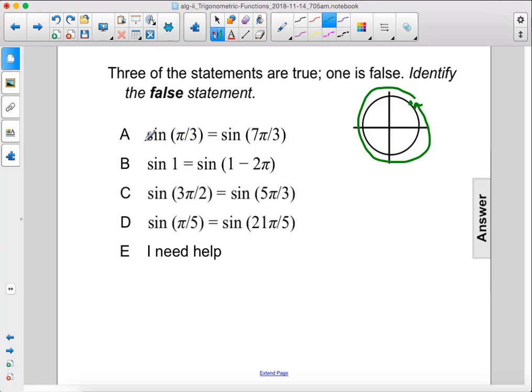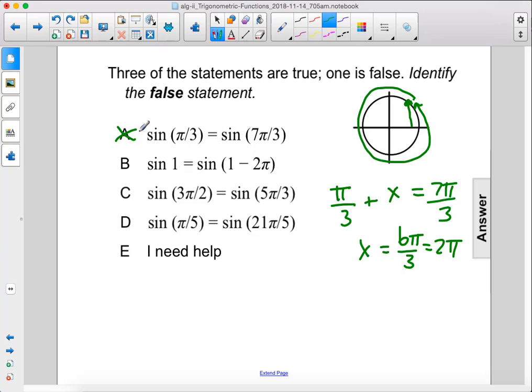So let's see. Sine pi over 3 equals sine of 7 pi over 3. What do we add to pi over 3 to get 7 pi over 3? Well, pi over 3 plus x equals 7 pi over 3. Therefore, x equals, we'll subtract 1 over 3 pi from both sides. We get 6 pi over 3, which simplifies to 2 pi. So if pi over 3 is about there, we're adding 2 pi to get to 7 pi over 3. We've done one complete rotation and we're in the exact same place, which means the sine value is the same for both. So that is true.